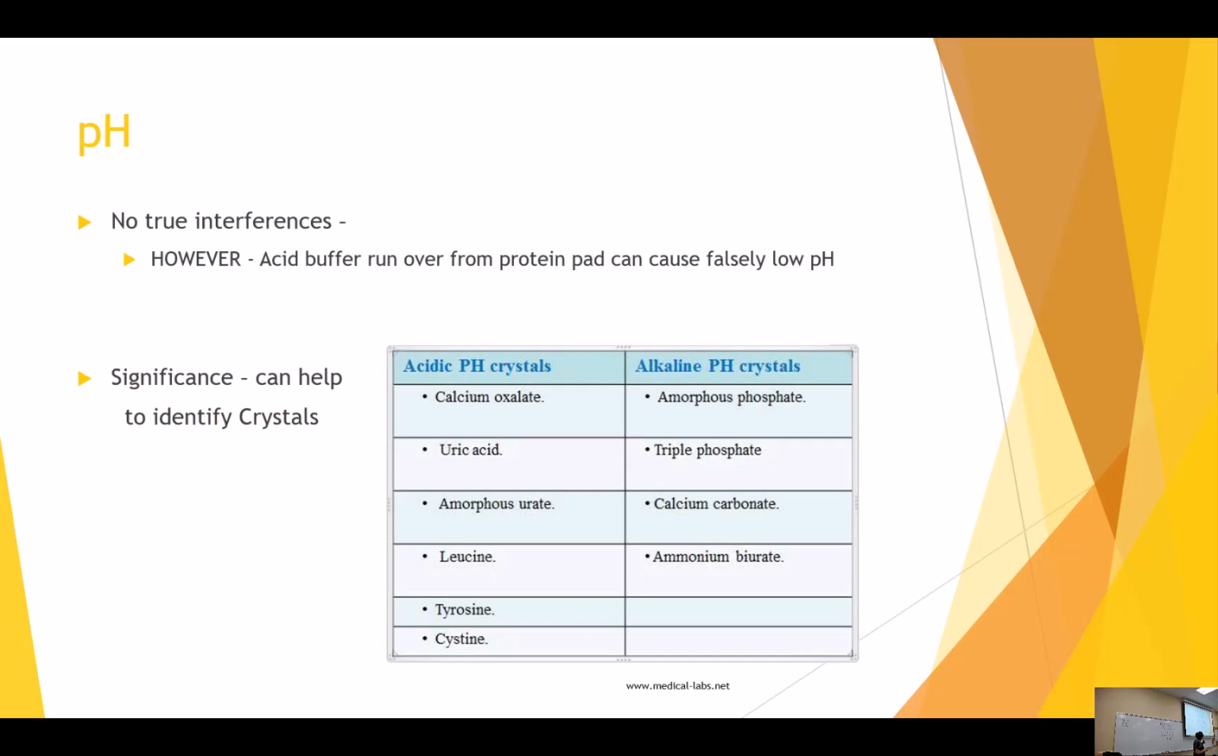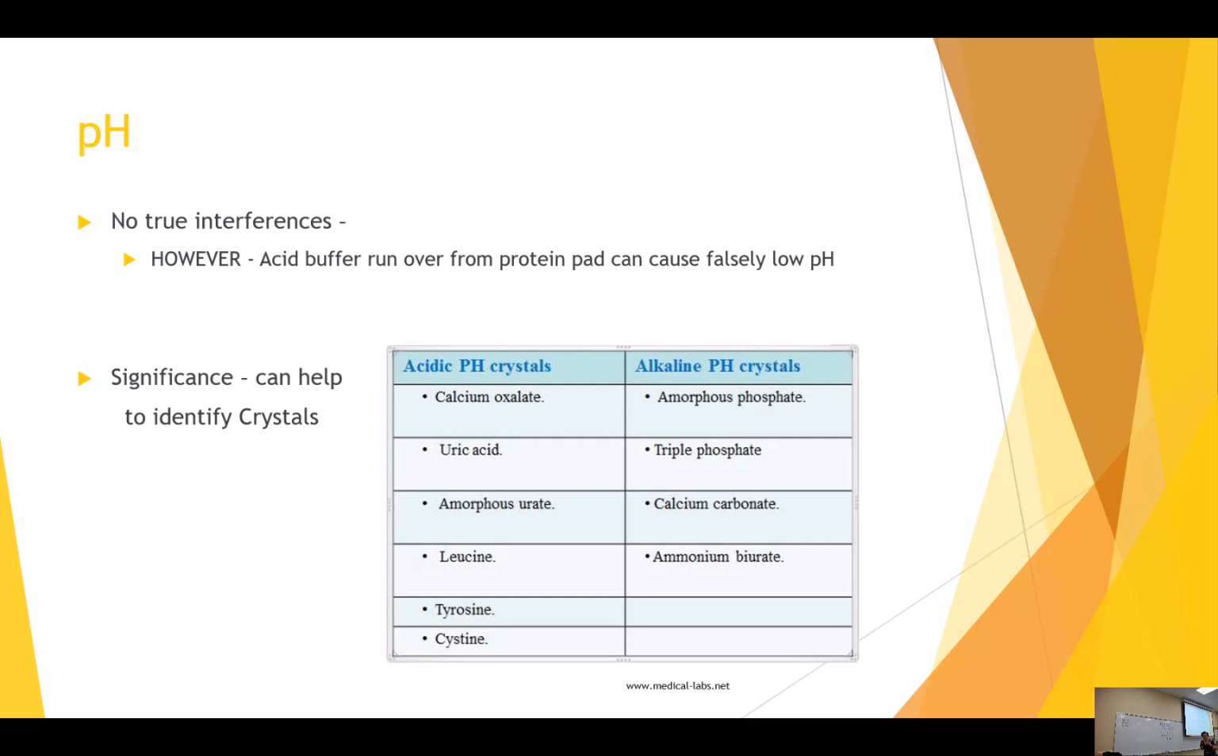There are no known interferences for pH. However, when you're dealing with the protein, sometimes if you leave the urine strip in the urine too long, you can actually get acid buffer run over from the protein pad, and it will cause a falsely low pH. So this is why it's really important to know how to dip and make sure that you're teaching others how to dip properly, because you don't want that extra protein buffer going over.